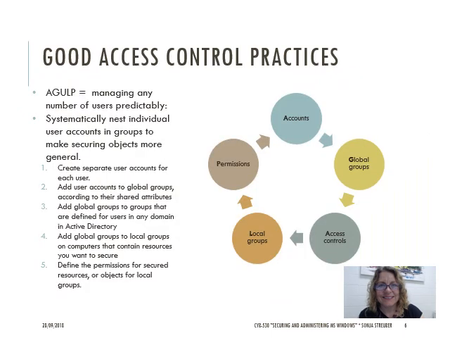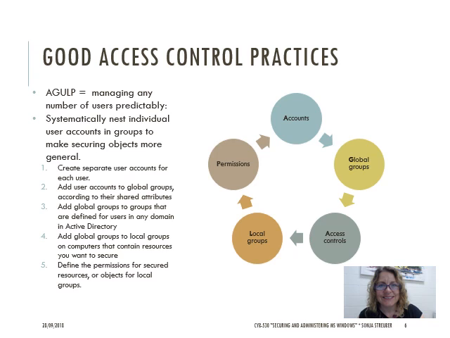As we've seen, a secure information system depends on a secure strategy. Here's one way of ensuring a best practice that focuses on solid planning and allows you to implement a manageable approach to both subjects and objects. It's called AGULP. AGULP stands for Accounts, Global Groups, Access Controls, Local Groups, and Permissions.